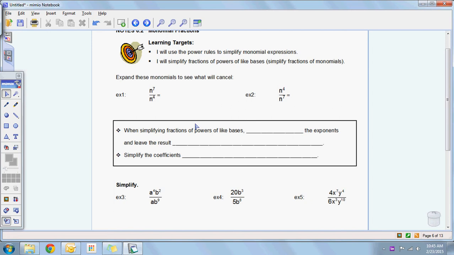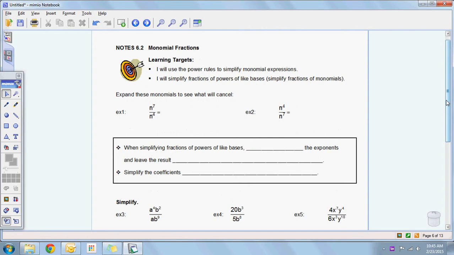Welcome to section 2 of chapter 6. We're going to be talking about monomial fractions today. You learned about your power rules in your last section, but a lot of those were with multiplication or power to a power. And this is a whole separate rule that has its own special thing because it's a little involved. So we're going to go through how to simplify fractions that have like bases.